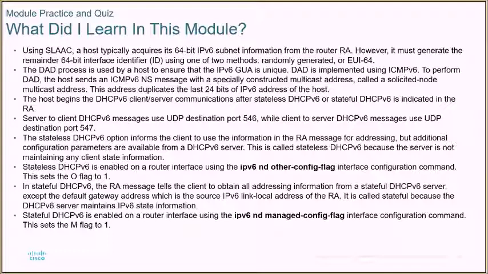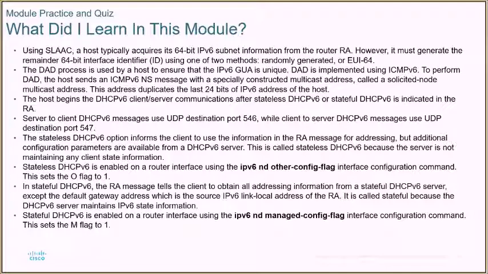The host begins the DHCP client-server communications after stateless DHCP or stateful DHCP is indicated by the router advertisement message. And so DHCPv6 uses ports 546 and 547. The stateless DHCP option informs the client to use the information from the RA, but get additional information from the DHCP server. That's called stateless DHCP because the server can often respond to multiple subnets. And so you need to, of course, set the flag to be correct in the RA message by using the ND other config flag.